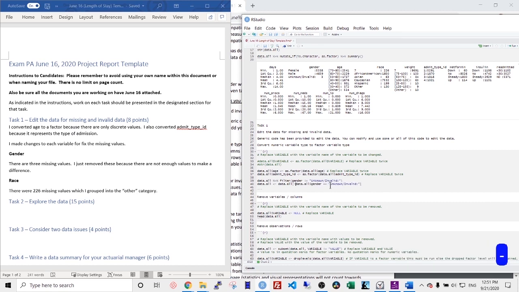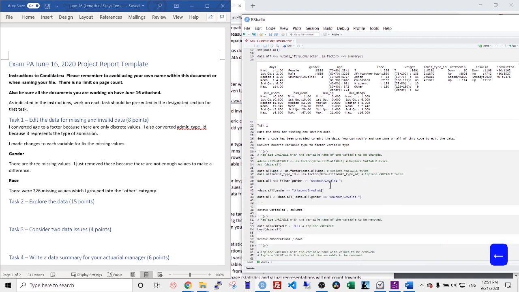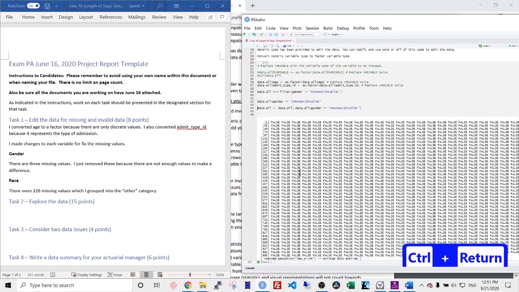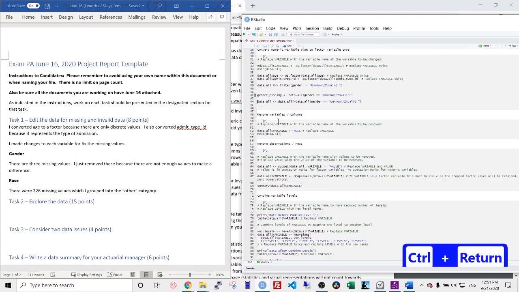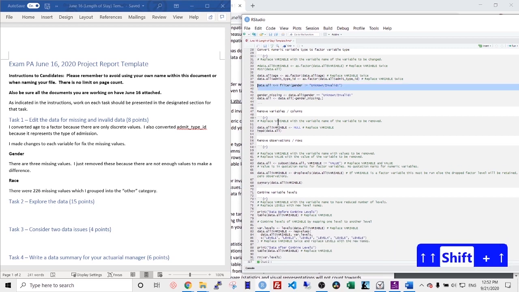So you could do this in 2 steps. First of all, you have to find the rows that you want to remove. So you look at data.all gender is equal to unknown right here. This will give you Boolean true false values. So I'll name this something like gender missing, right? It's equal to this. And then I just say data.all and then minus gender missing, like that. Personally, I think that the dplyr filter method is a little bit faster.